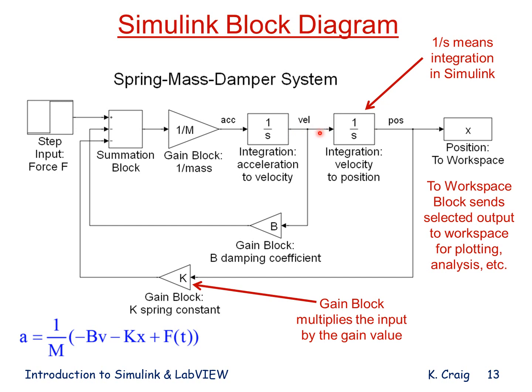Well, this arrow here represents velocity. So if I pick off velocity here, and I bring it into a gain block, multiply it by b, and then bring it back into my summing junction with a minus sign, I have minus b times v. This is position. If I pick off position here and bring it into a gain block, the gain block with a value k, I get k times position, and that goes in with a minus sign into my summation block. And so then this completes the block diagram.